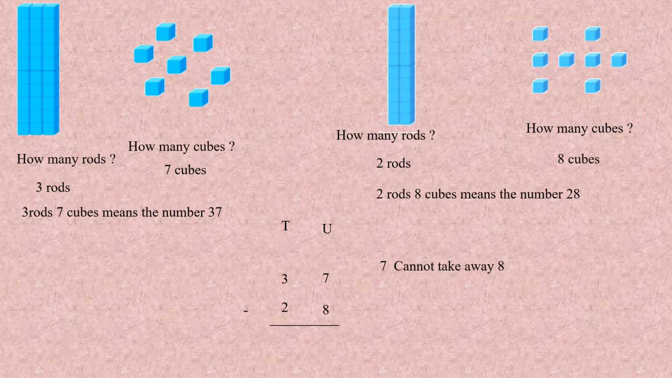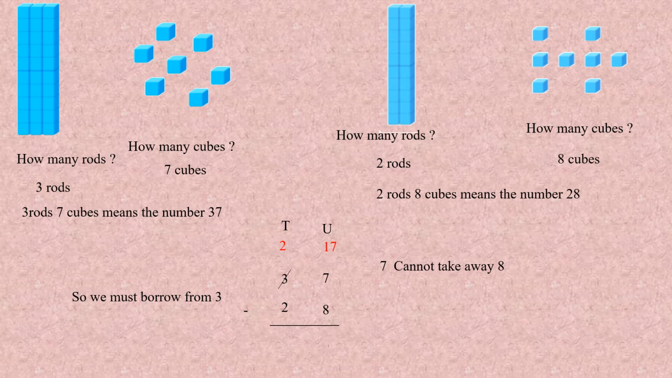Now, as I told you the rule, we always begin with the units. But can we take 8 from 7? No, 7 cannot take away 8. 7 is less than 8. So we can't. So what do we have to do? We have to borrow from the number 3, that is 3 tens. I will take 1 ten from there. If I remove 1 rod from 3 rods, how many rods are left? 2 rods, and I borrow it, that is I take it to the units place. So 1 rod and 7 cubes gives me the number 17.